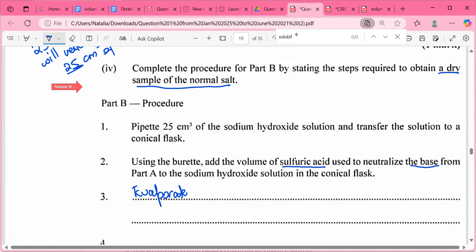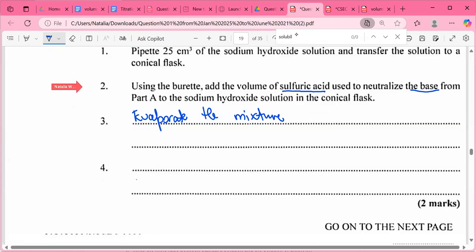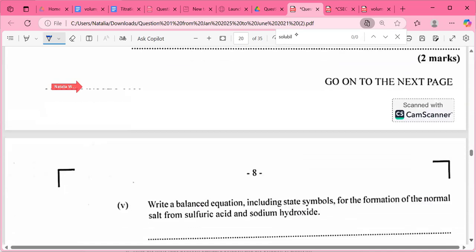Evaporate the mixture. So I'm going to evaporate the mixture and wash and dry the salt crystals. So that's what I'm going to do.